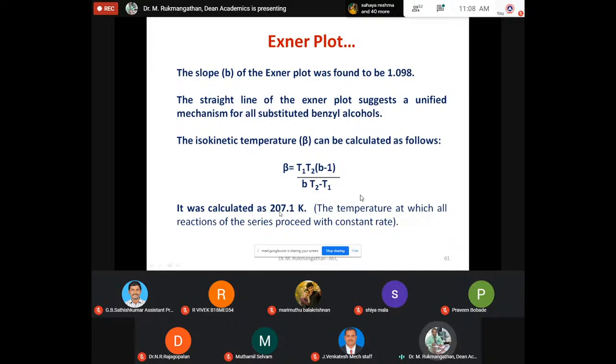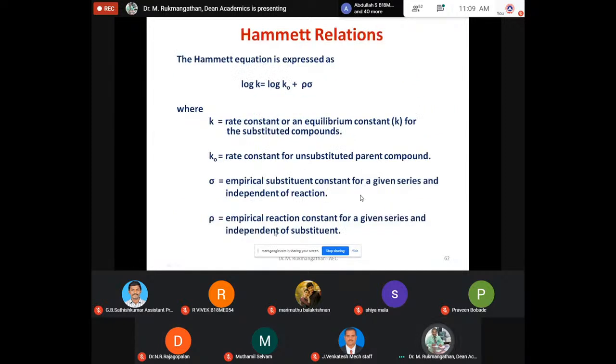What is called the isokinetic temperature? We have used 11 substrates. They are following chemical kinetics. For each and every case, we determine the rate constants. The rate constants may not be uniform; they will differ. But at a particular temperature, all the substrates, all the reactions of the series, will proceed with the same rate constant value, with the same speed. That is called the isokinetic temperature.